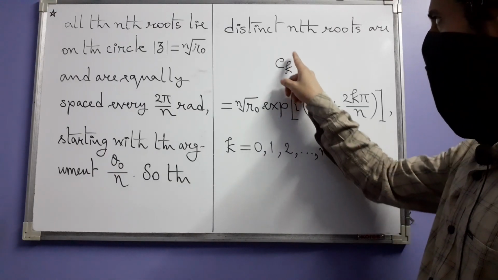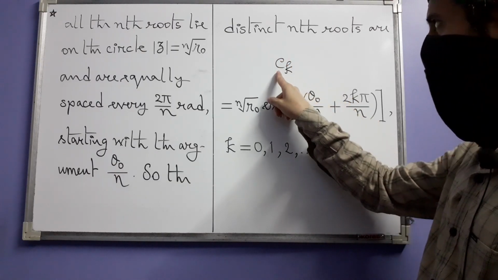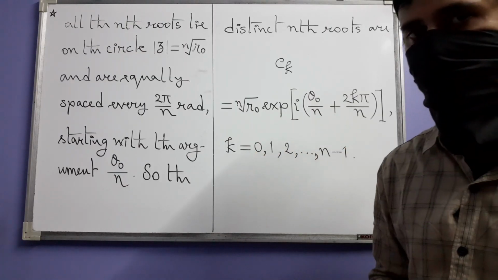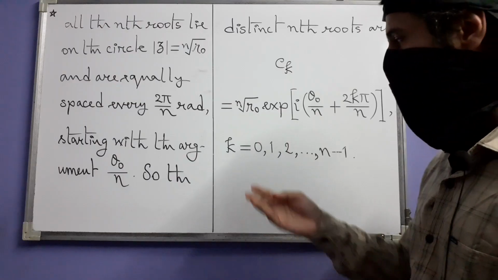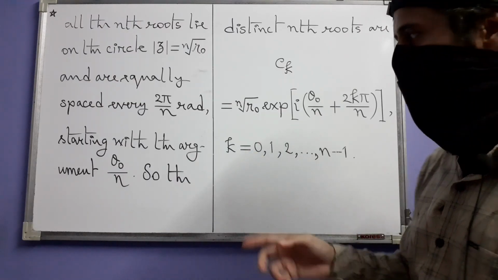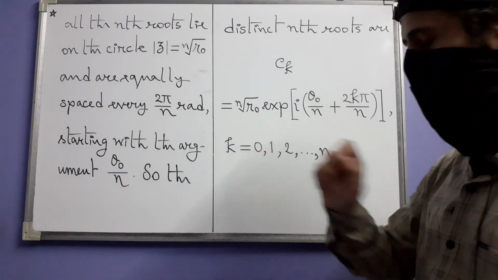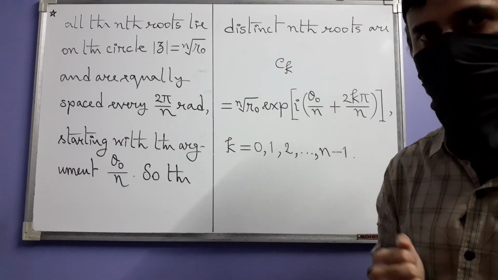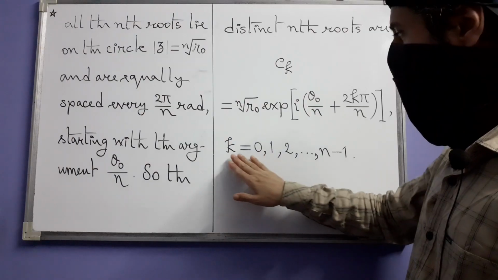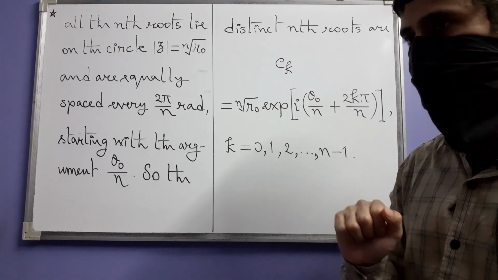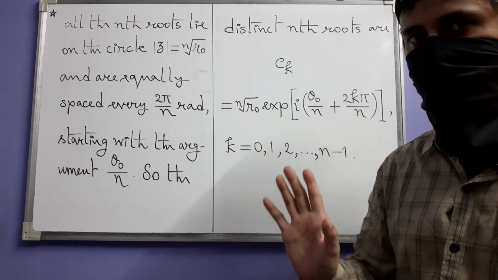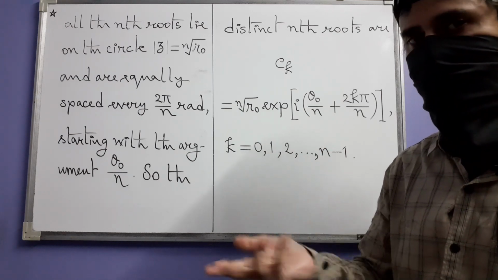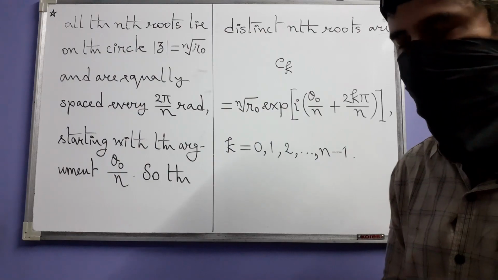To show the dependence of this root on this k, we have written ck, and k varies like this from 0 to n minus 1. If you want, you can vary k differently also. Say you want to start from 1 instead of 0, but then you have to go till n in order to capture all the roots. A different set of k values won't really give you different roots, but it will give you those same roots slightly differently in a different order.